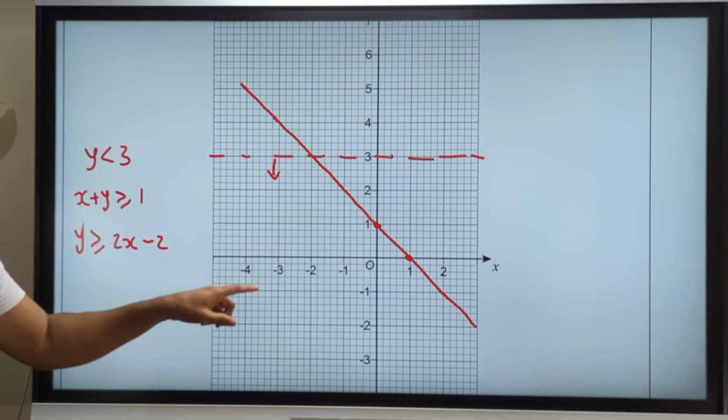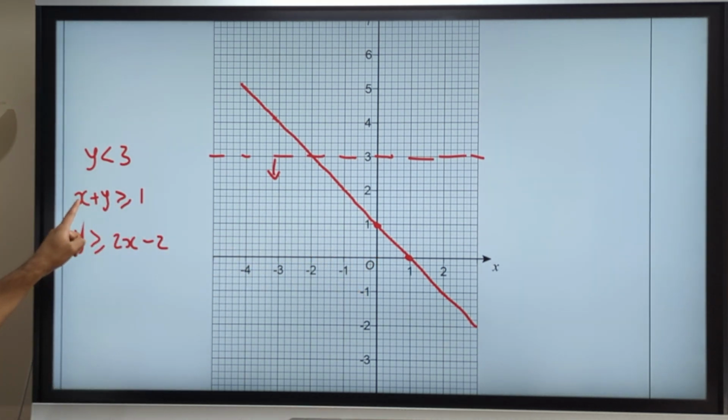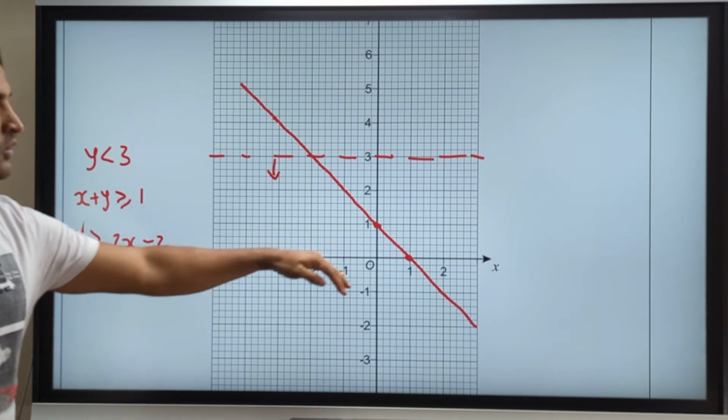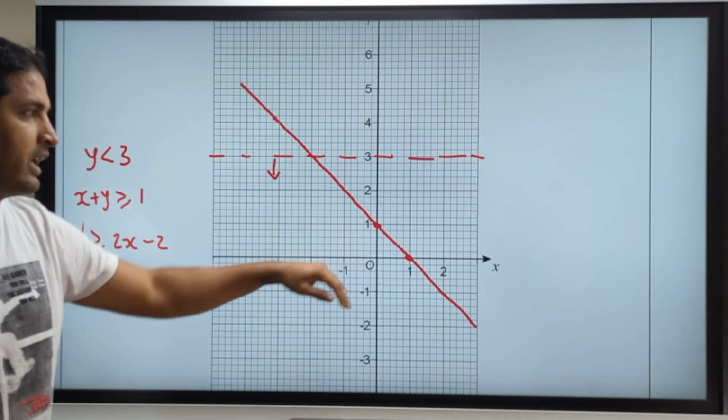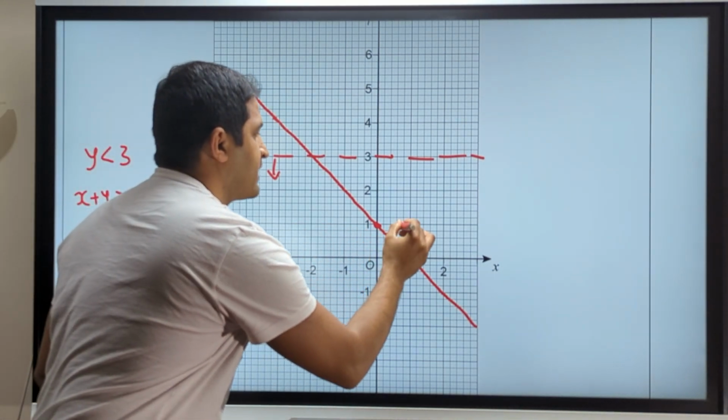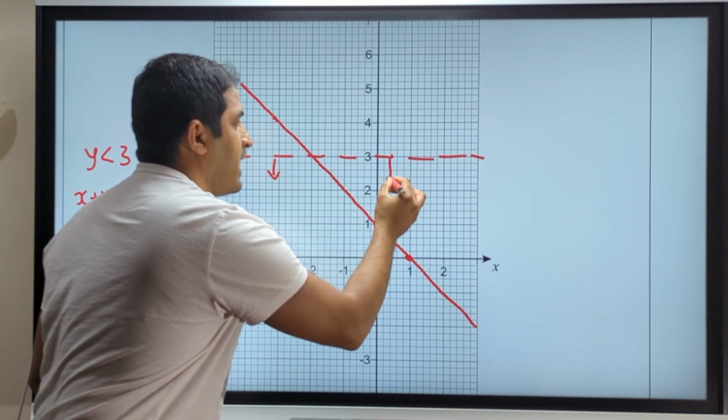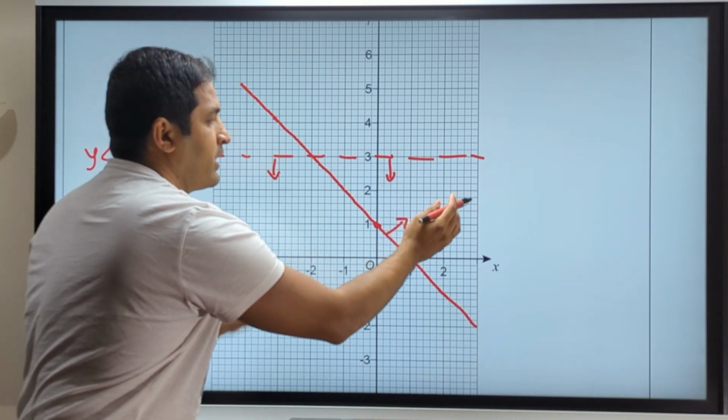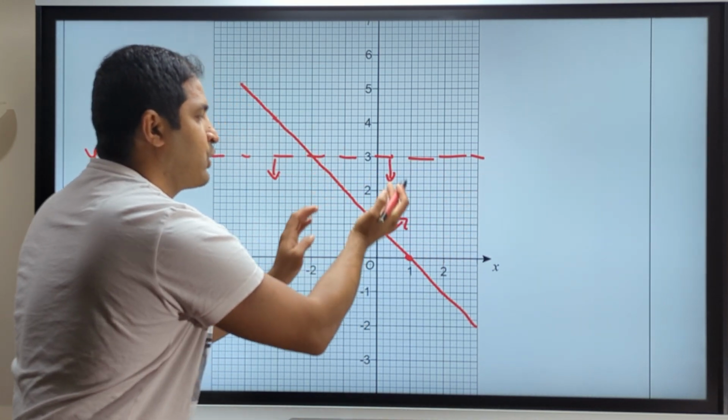So let's pick the point 0, 0. If you put 0 in here and 0 in here, that's point 0, 0. 0 add 0 is 0, and 0 is not greater than 1. So we don't want this side of this solid line. We want this side of this solid line. So we know this side we wanted, and now we want this side. So it's going to be somewhere around this triangle here.